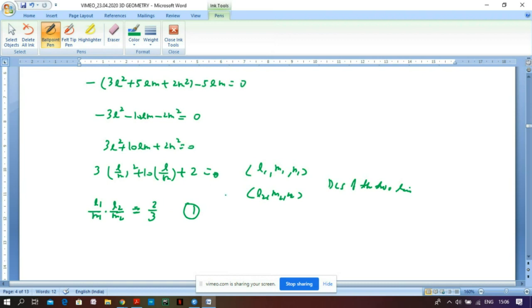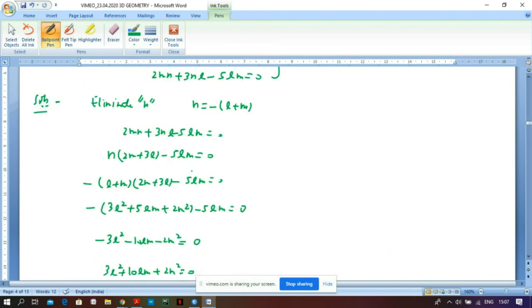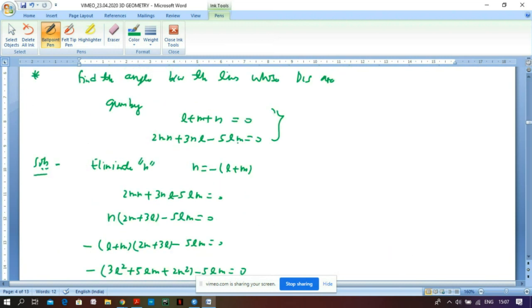I still need to do something more. So this time I will eliminate m. Same thing we'll do, we'll eliminate m. So this time I can write m equal to minus of l plus n. And the equation given was 2mn plus 3nl minus 5lm is 0. As we can check here, 2mn plus 3nl minus 5lm is 0.